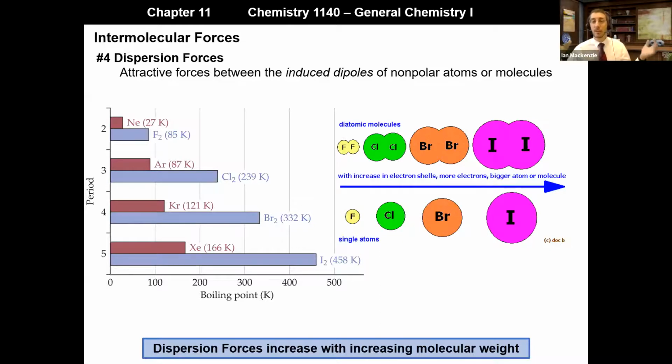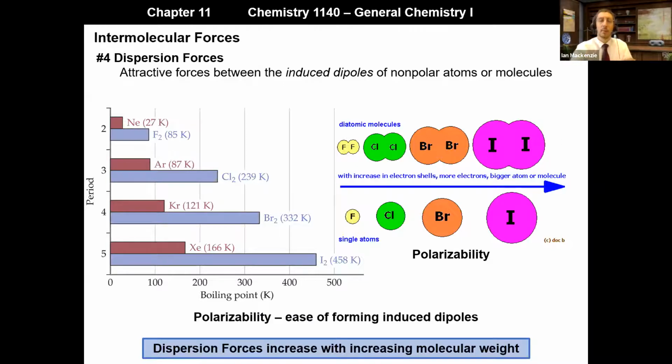I have more electrons, more electron shells, more electrons around the atoms. And this then leads us to this concept of polarizability. What is polarizability? Polarizability is the ease of forming induced dipoles. So you can imagine for something like helium, where I have only 2 electrons, that forming that induced dipole is actually fairly difficult and very brief in time.